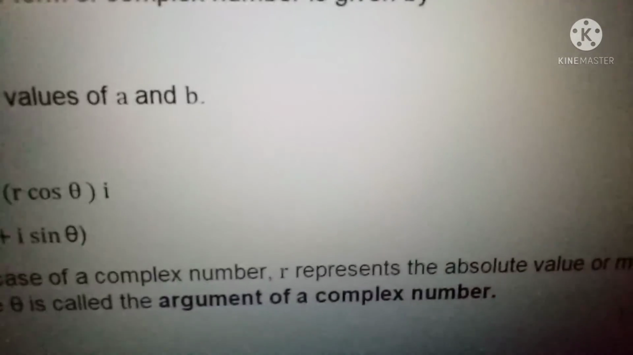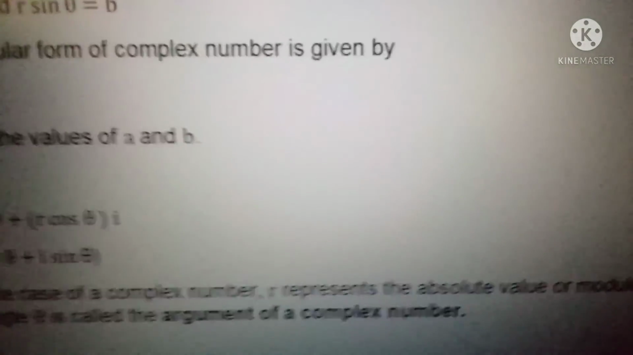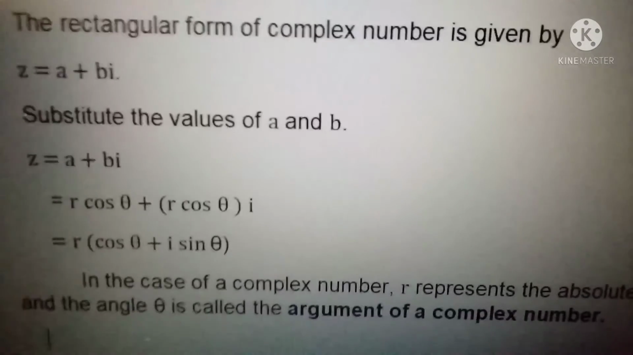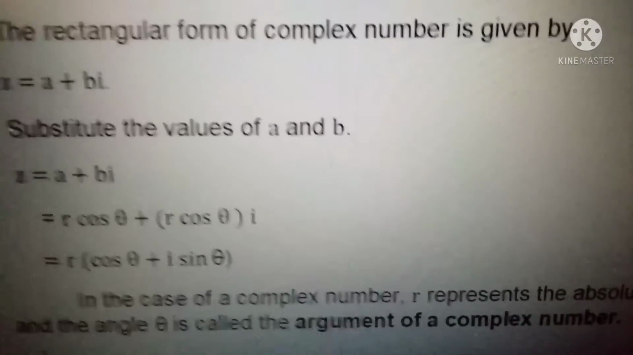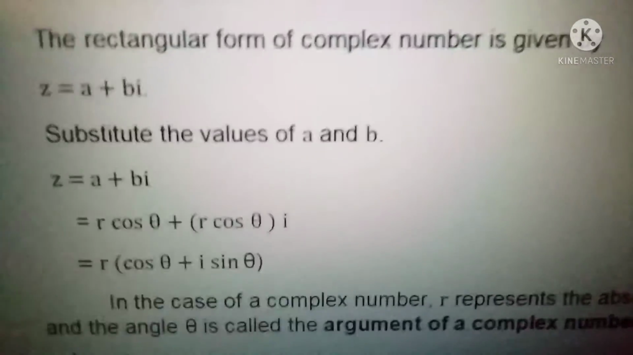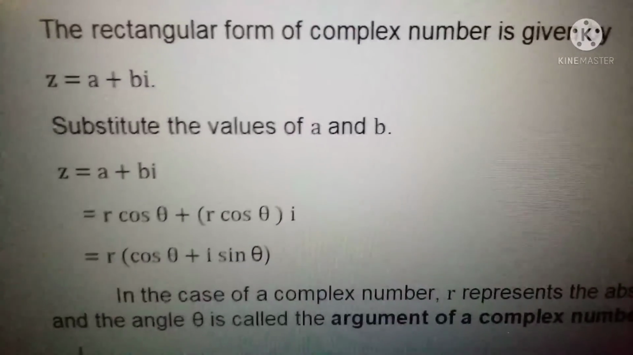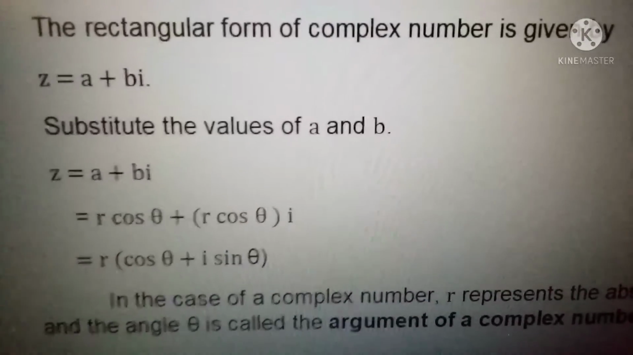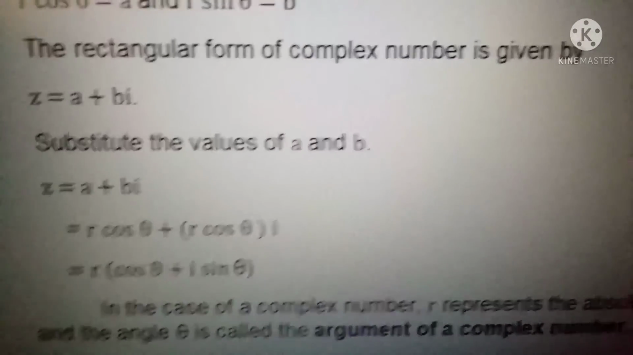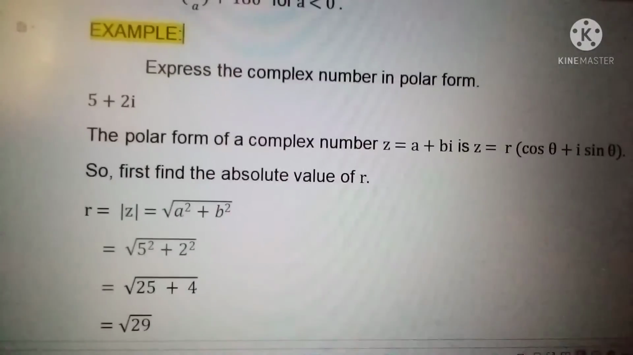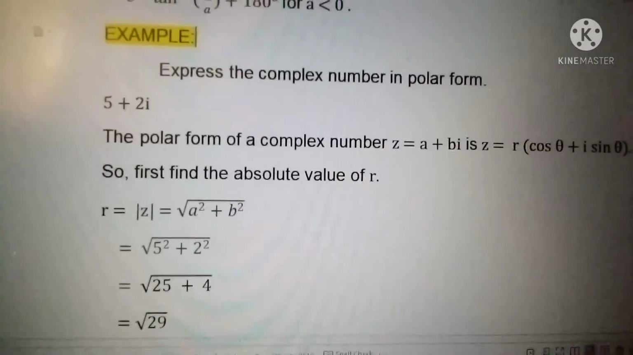In the case of a complex number, r represents the absolute value or modulus, and the angle theta is called the argument of a complex number. So, yun pong r natin, yan pala po yung ating modulus, and yung theta natin is tinatawag po siyang argument of a complex number. So, in polar form, we have an example.